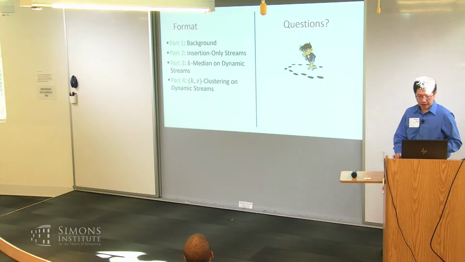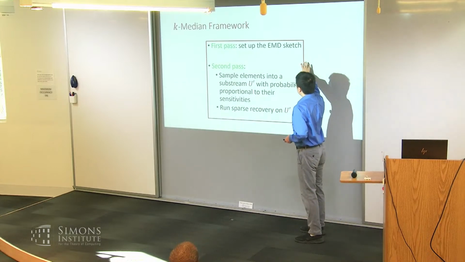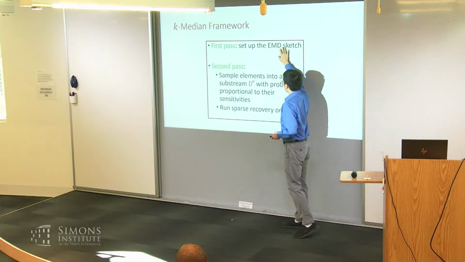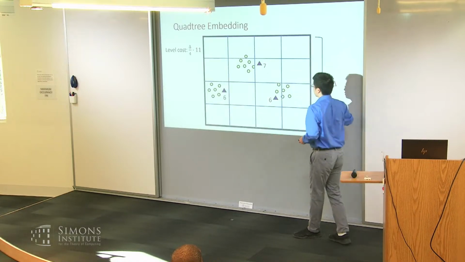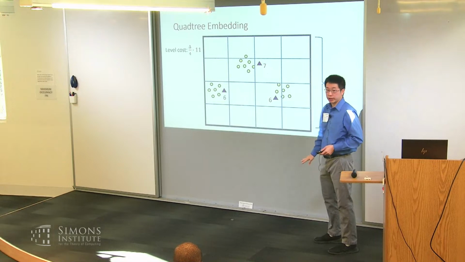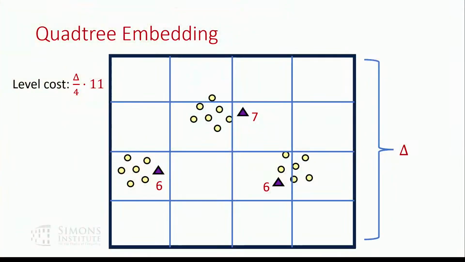Okay, so I have 5 minutes left. So I'd just like to remind you about k-median. The two things are step 1, we have this AMD sketch. Step 2, we run sparse recovery. For k-means, the main issue is that the Quadtree doesn't work anymore. This is actually a problem that shows up over and over again. There are a lot of papers that use the Quadtree for k-median, and then for k-means, they need to do something else. So first let me talk about why Quadtrees fail for k-means.